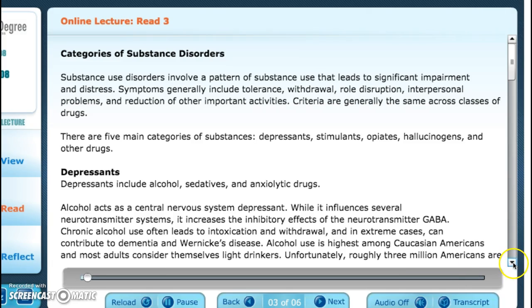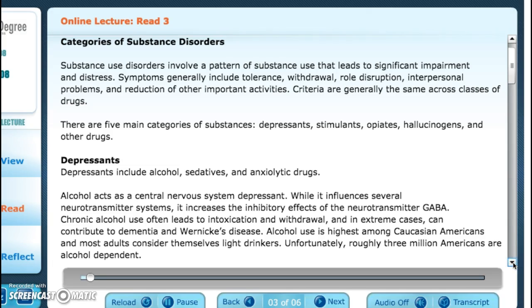Substance use disorders involve a pattern of substance use that leads to significant impairment and distress. Symptoms generally include tolerance, withdrawal, role disruption, interpersonal problems, and reduction of other important activities. Criteria are generally the same across classes of drugs. There are 5 main categories of substances: depressants, stimulants, opiates, hallucinogens, and other drugs.